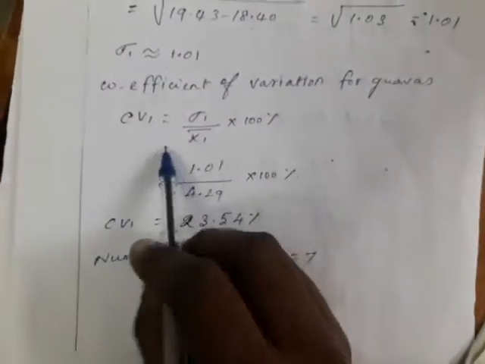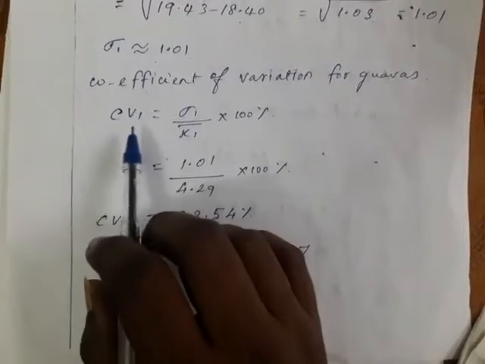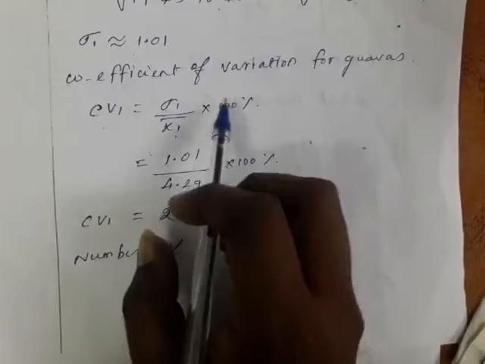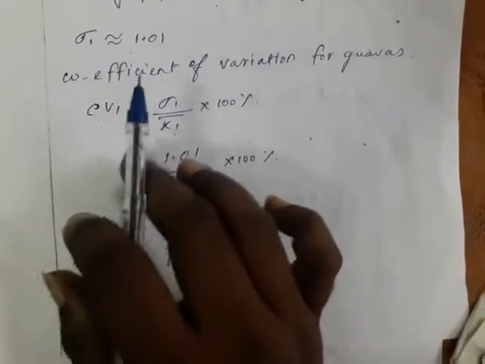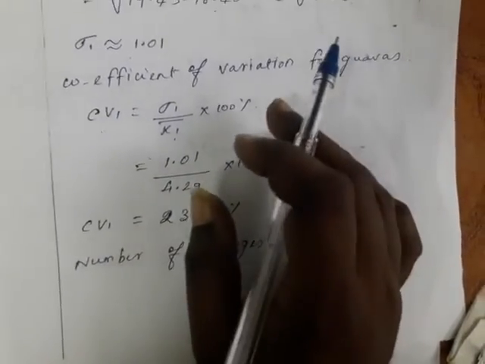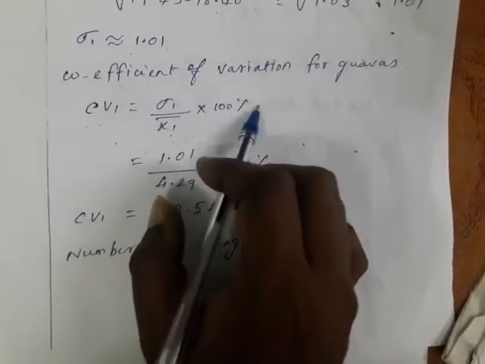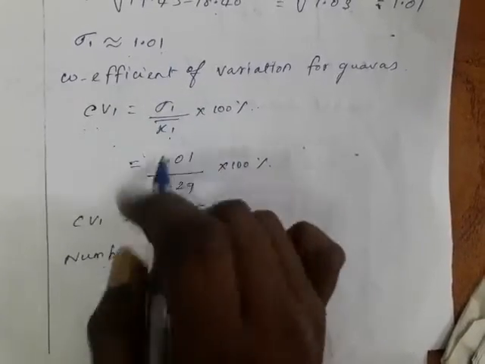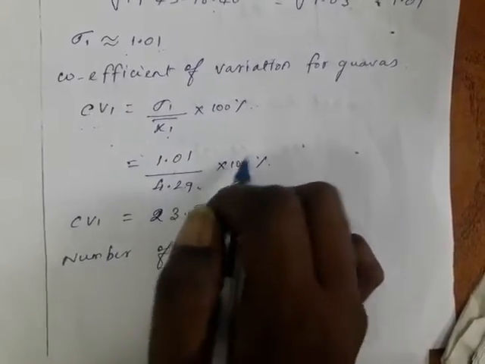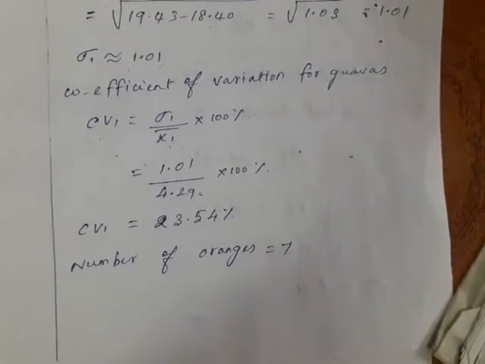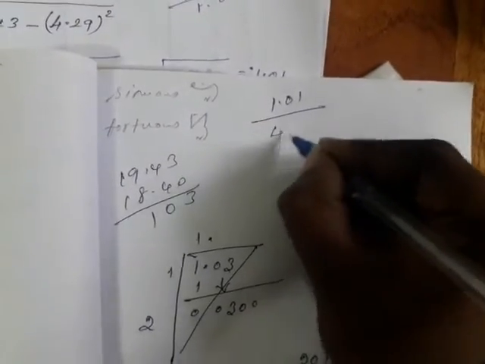1.01. Next, coefficient of variation for guavas. What's the formula? Already I said CV is equal to sigma by x bar into 100%. Now 2 values. So guavas is 1, oranges is 2. So CV1 is equal to sigma 1 by x1 bar into 100%. So sigma 1 value 1.01 by 4.29 into 100%. So what is that? 1.01 by 4.29 into 100%.